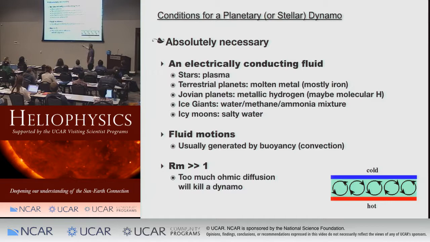And you need fluid motions. These are usually generated by convection. Like I said, you heat the bottom, cool the top. And though I said you have to be a little bit careful with the magnetic Reynolds number, just because it's big doesn't necessarily mean that you have a dynamo. But if it's small, you will not have a dynamo. So if there's too much ohmic diffusion, then it will kill your dynamo. So you do need the magnetic Reynolds number to be much bigger than 1.